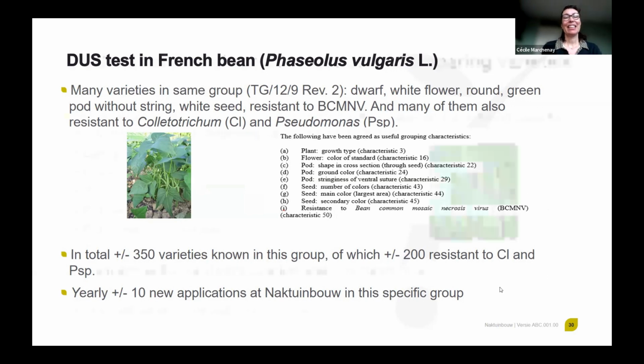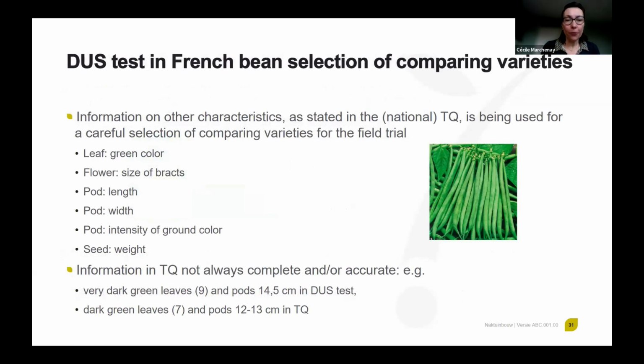So to go further with the selection, we needed to look at other characteristics than only the grouping characteristics. Here are some examples: the leaf color, the size of the bract, and some intensity of the pod. But you can imagine the TQ data are not always accurate, and it's normal, because what's a 9, what's a 7 for an applicant is sometimes difficult. So that was the start of asking ourselves how to ameliorate this selection.